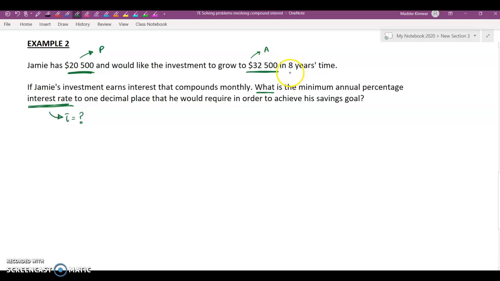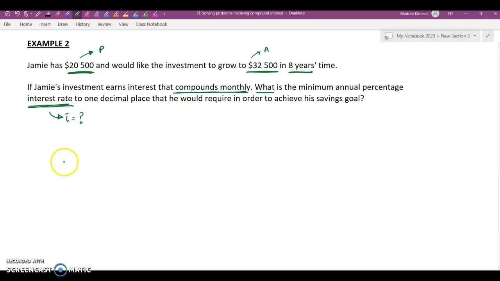Now, we have this time period of 8 years, but we need to be a little bit careful because remember, N isn't just the number of years, it's the number of compounding periods. So if we compound yearly, then N would be 8. But if we remember from the question, it actually says that this deal that he's looking into is going to compound monthly. So we need to bear in mind that N then is going to have to take that into consideration. And I will have that same consideration involved as well.